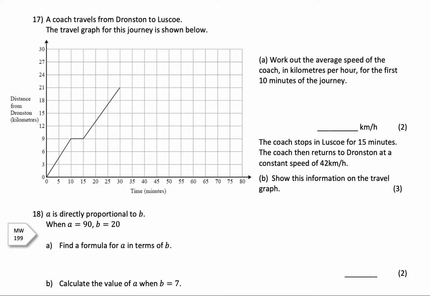Okay, final page here, number 17. A coach travels from Dronston to Lusco, and we've got this travel graph. Work out the average speed of the coach in kilometres per hour for the first 10 minutes of the journey.